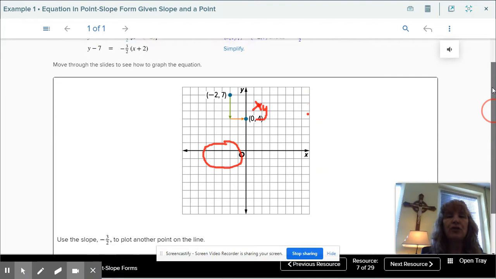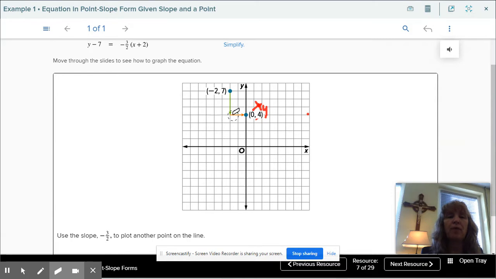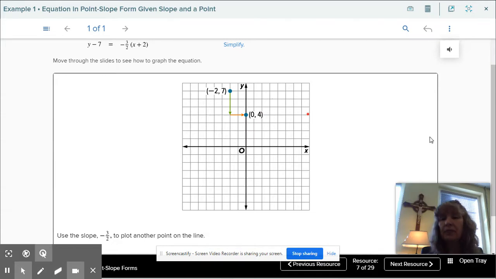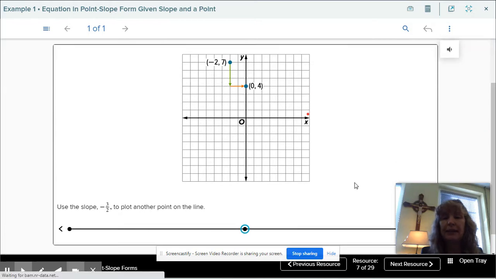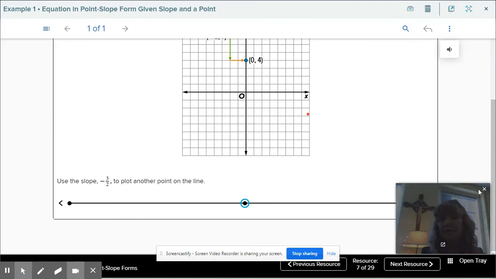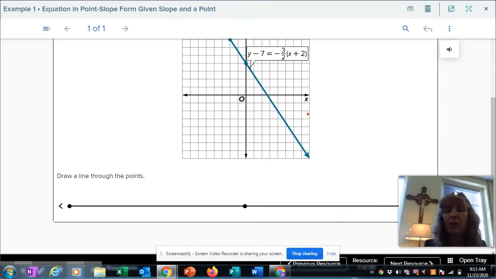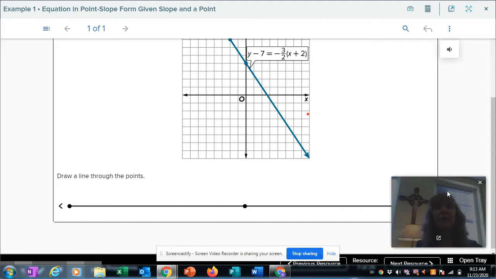And of course, this is your slope. Let's get rid of the circles here. Your slope, of course, is going in a negative direction. So they just plotted the next 2 points is all they did. And then finally, they graphed it.